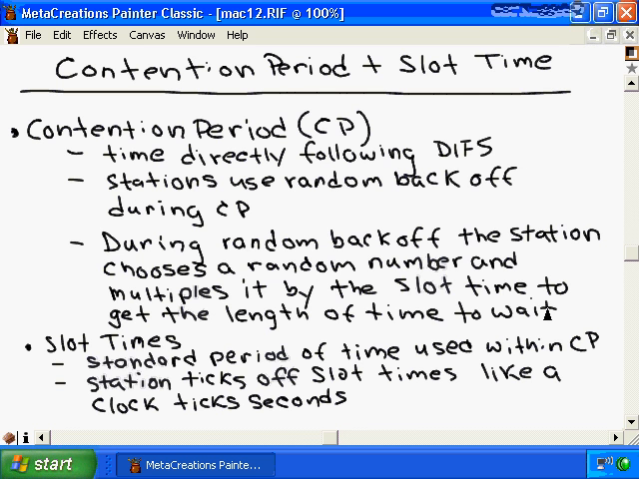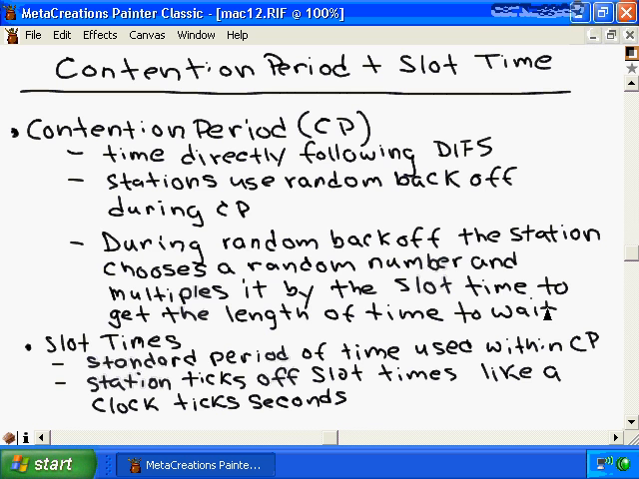Now, a slot time is a standard amount of time that is hard-coded into the radio of the wireless network adapter and the wireless access point, and slot times are used within the contention period, similar to how the second hand is used on a clock. It's just ticking off one by one. This wireless station ticks off these slot times. It goes 1, 2, 3, 4, and the station will count down these slot times one by one, and each time it counts down a slot time, it performs what is called a clear channel assessment, or a CCA. So it's basically seeing, is the coast clear? Is the medium clear?